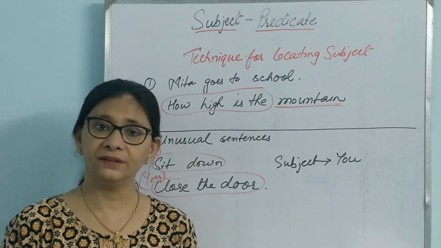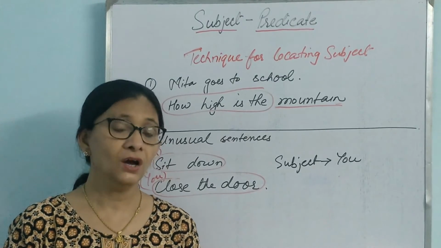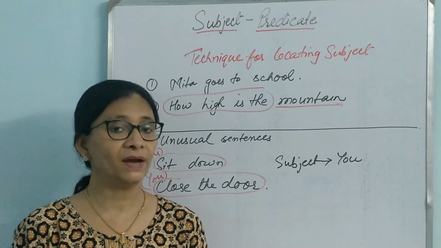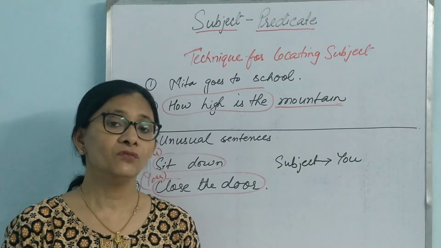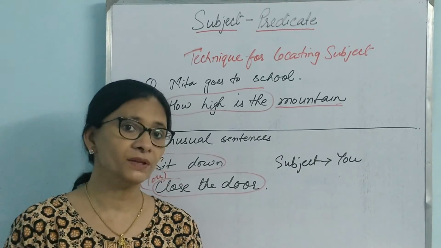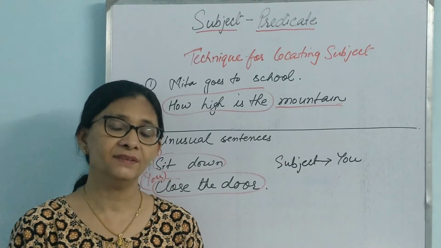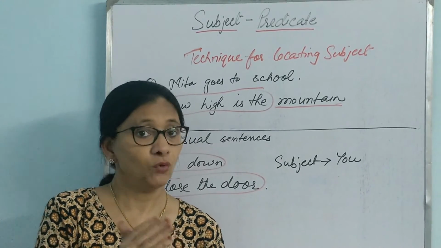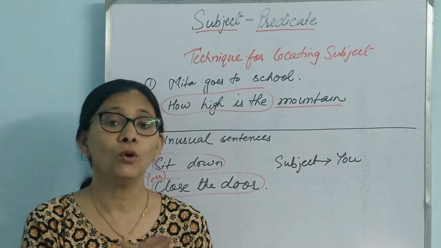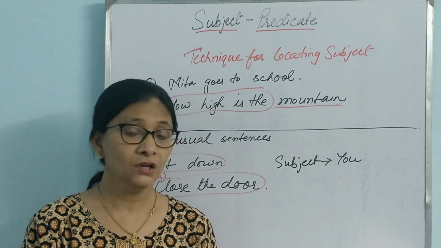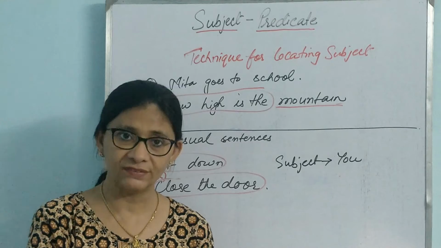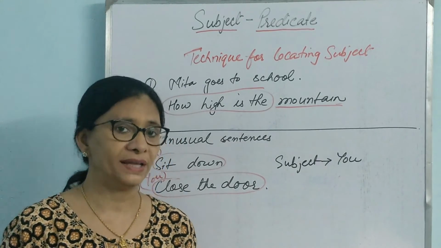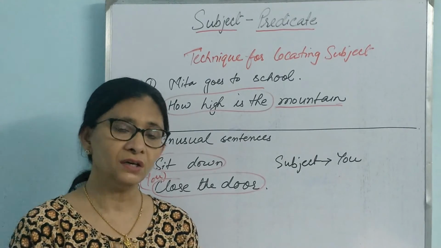The subject can be in the beginning of the sentence mostly, or in the middle, or at the end of the sentence. There is a technique to find the subject of the sentence: we first pluck the verb out of the sentence, and then we put who or what before the verb. Whatever the answer is, that is the subject, no matter where it is placed in the sentence. Once you have found the subject, the predicate is no problem, the rest of the whole part will be the predicate. So this is one technique to locate the subject of the sentence.